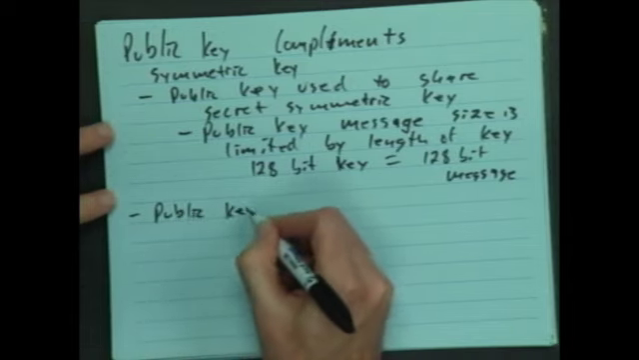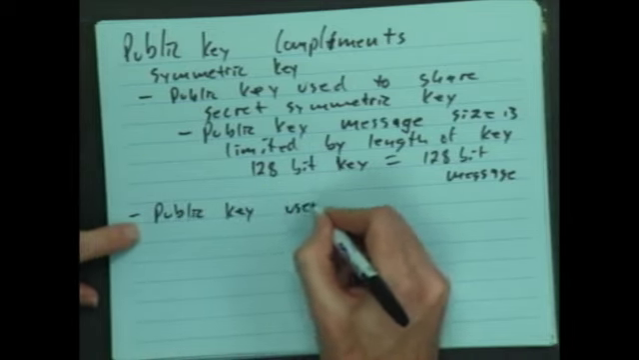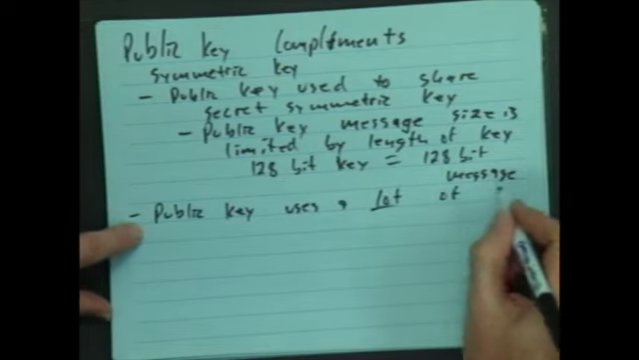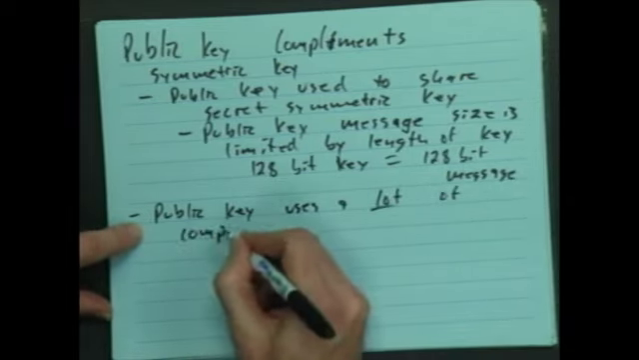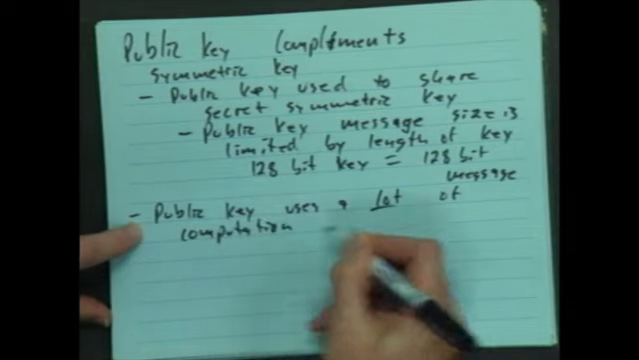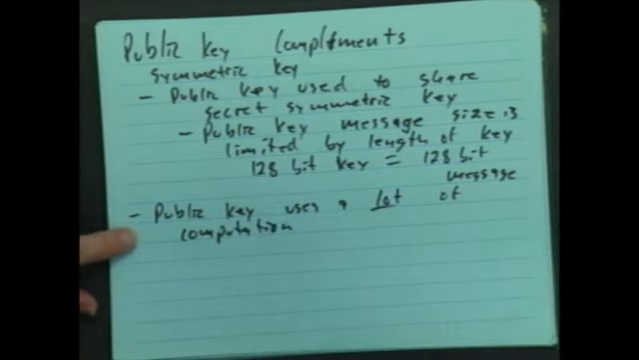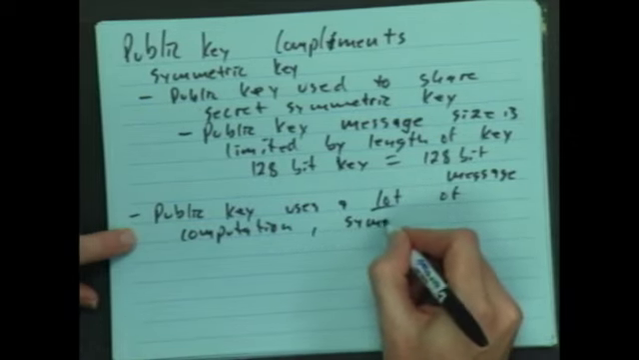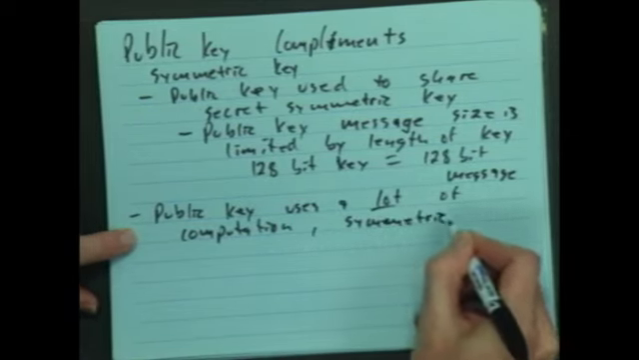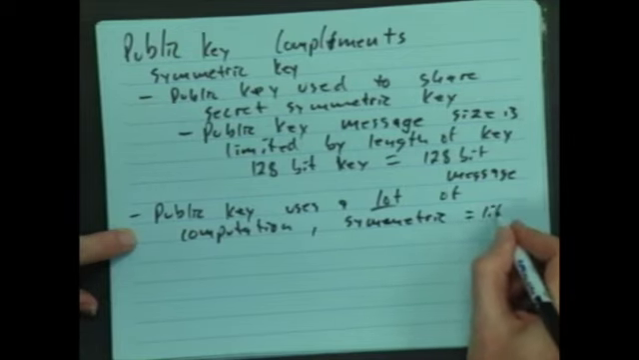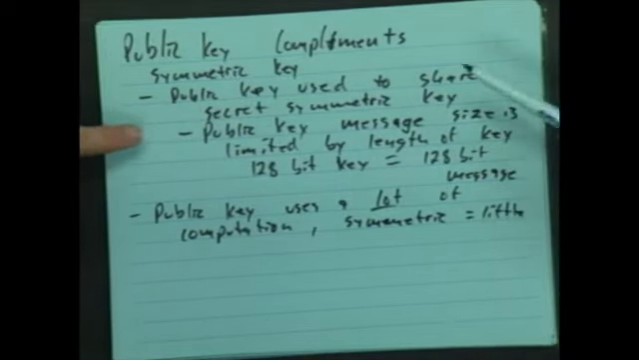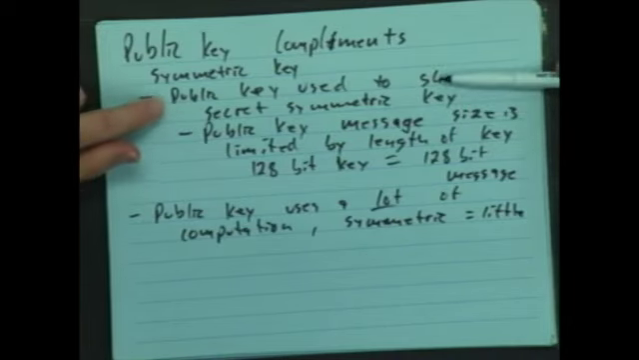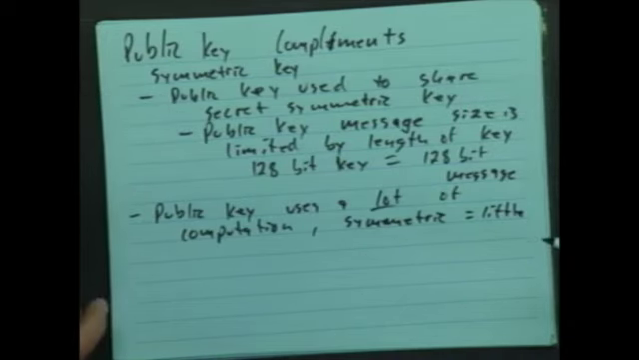We always switch because public key uses a lot of computation. Okay, the encryption process using public key is a lot, whereas symmetric is relatively little. That's again why we typically use a symmetric key. We start with public key and then switch to a symmetric key.